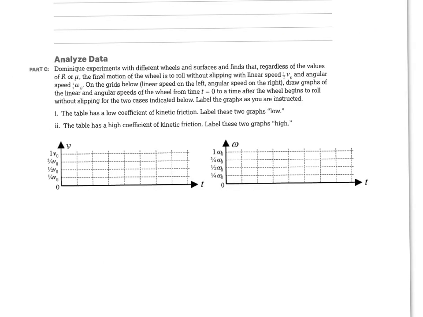All right, so now Dominique's switching out different surfaces, and she sees that no matter what, you always get back to this eventual result: the linear speed increases to a half of the initial velocity of the wheel, and the rotational speed drops to half of its initial rotational velocity.